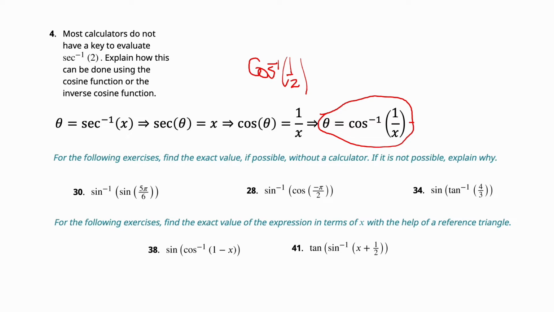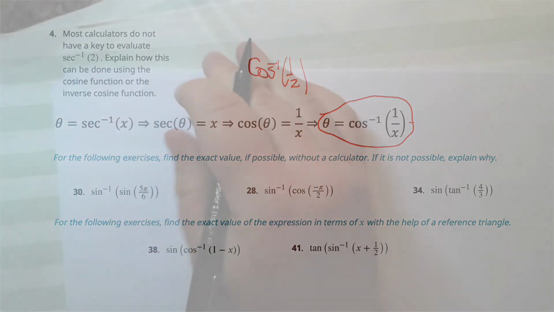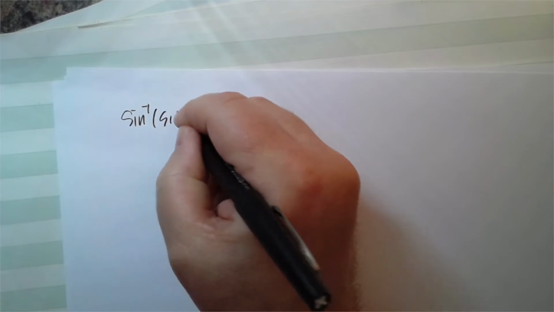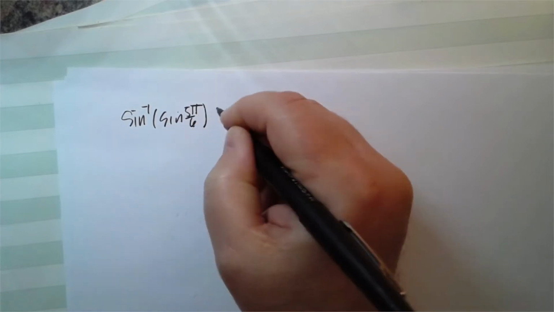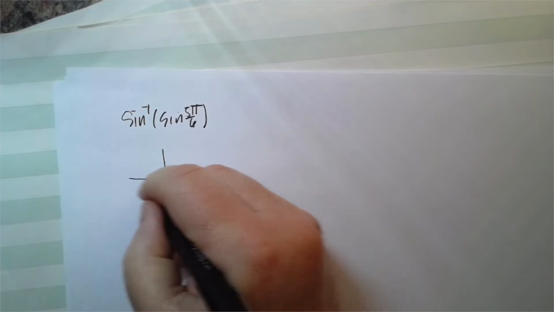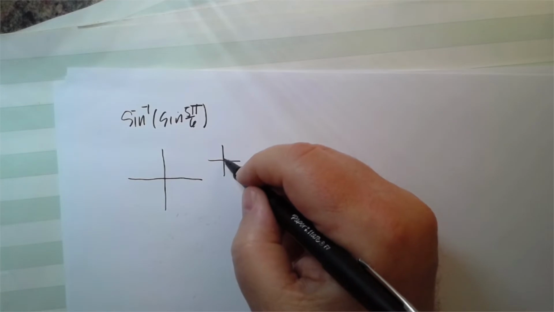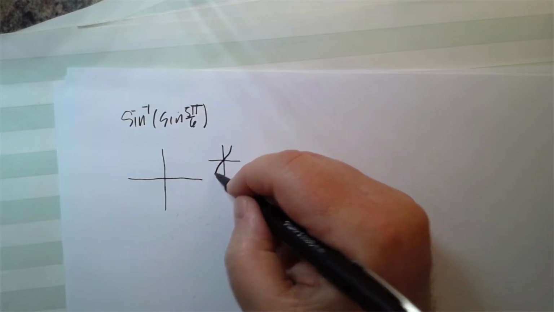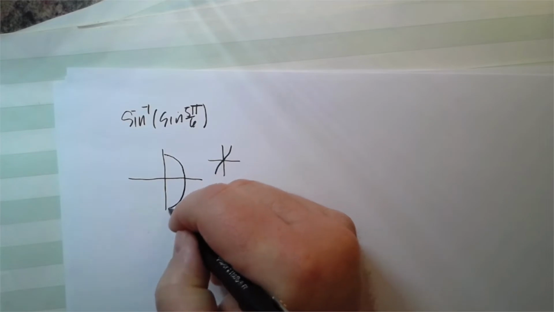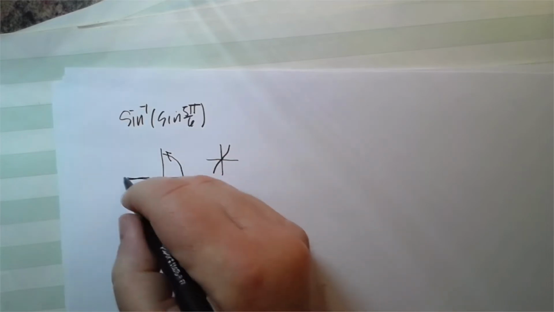For the following exercises, find the exact value if possible without a calculator. If it is not possible, explain why. Alright, let's try sine inverse of sine of 5 pi over 6. Now, the inverse sine is only defined, because of how we defined the inverse, in the first quadrant and the fourth quadrant. So in other words, it's only defined in these two quadrants right here. But 5 pi over 6 is over in this direction.